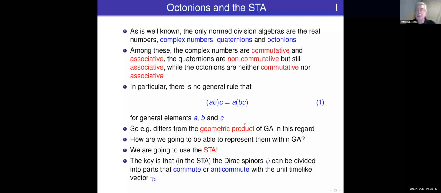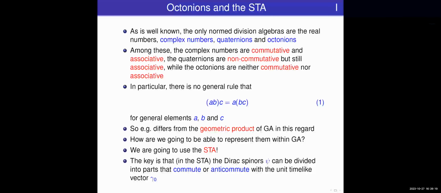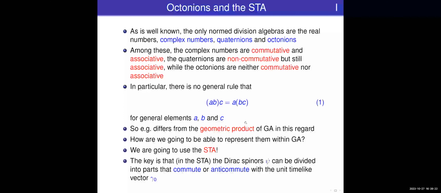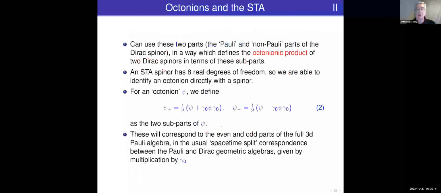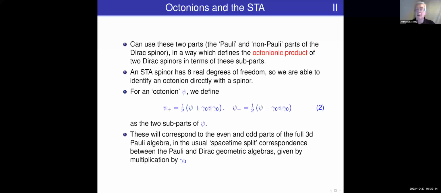And so you might think, well, how on earth are we going to represent this using geometric algebra? Because it differs so fundamentally from the geometric product of GA, which is certainly associative. Well, we're going to use the STA, and we're going to divide STA Dirac spinors into parts that commute or anti-commute with the unit time-like vector gamma naught. We can use these two parts, which are the Pauli and non-Pauli parts of the Dirac spinor, in a way which defines the octonionic product of two Dirac spinors in terms of the subparts.